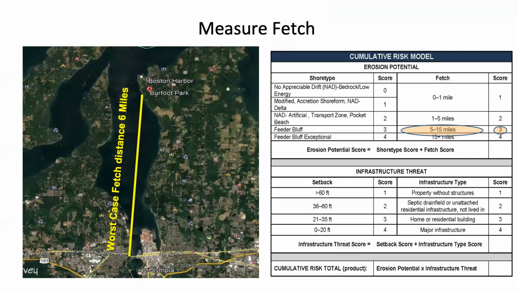Next, we move to the wave climate at the site. Looking at Boston Harbor there, we know from the previous slides that the prevailing winds are from the south. So we go to our fetch score and we select the correct range, which, you can see there, is 6 miles, so we're between 5 and 15. We get a score of 3.